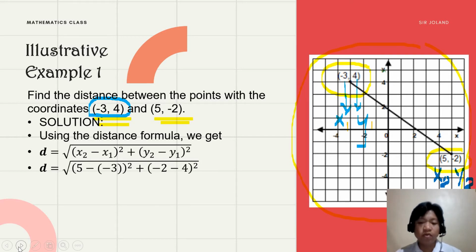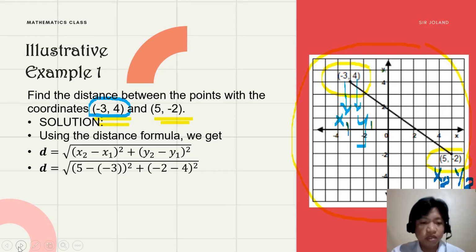So, sir, pwede ba, what if pinagbaliktad ko? Ito yung ginawa kong first point, yung 5, negative 2, at ang second point ko is negative 3, 4. Parehas lang yun. You will come up with the same answer as long as walang mali sa operation. Okay? So, kung ito yung ating gagamitin na first point, nandito mapupunta si x sub 1 at saka si y sub 1. Okay? So, tingnan natin. Substitution.